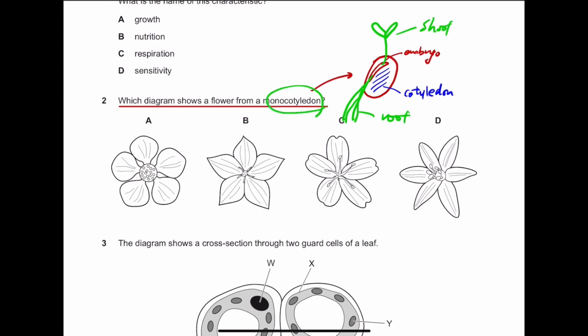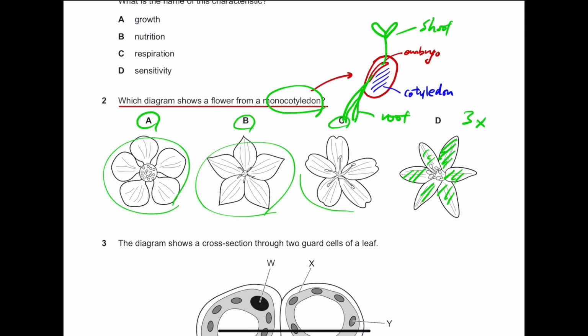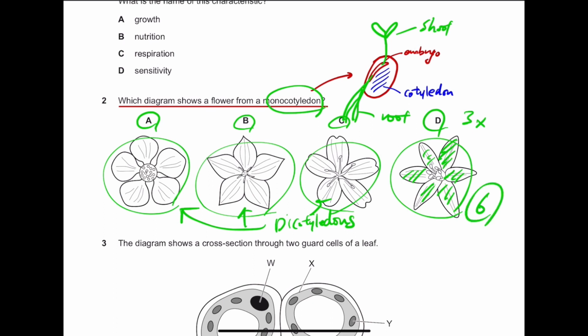Anyways, monocotyledons have some characteristics, such as they have petals, and the number of petals is a multiple of 3. Okay, so A, B, C: these actually have 5 petals, so they are likely to be dicotyledonous plants or dicotyledons. But D has 6 petals, which is of course a multiple of 3. So D is the answer for this one.